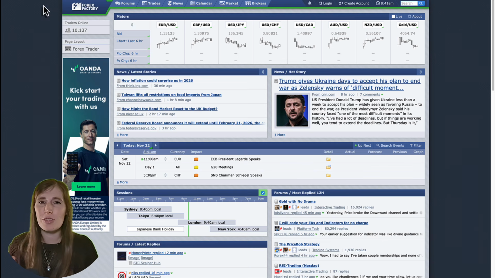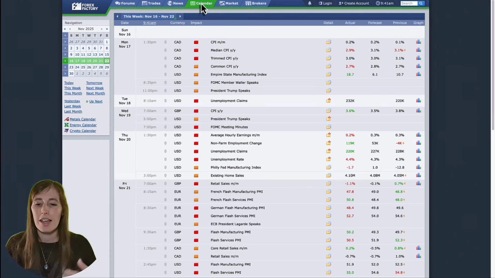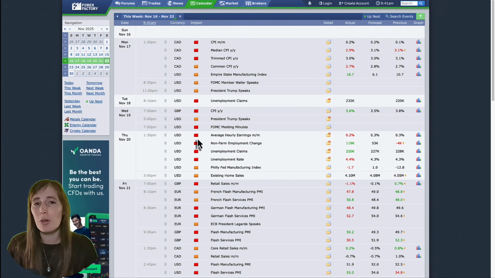And there are different tools that you can use, some free and some paid, to help you to stay on top of this. Personally, as I day trade the Forex market, I like to use forexfactory.com. This is a free resource. You can go on their calendar at the top here, and this will give you a calendar of all of the upcoming economic news events that are filtered per week.